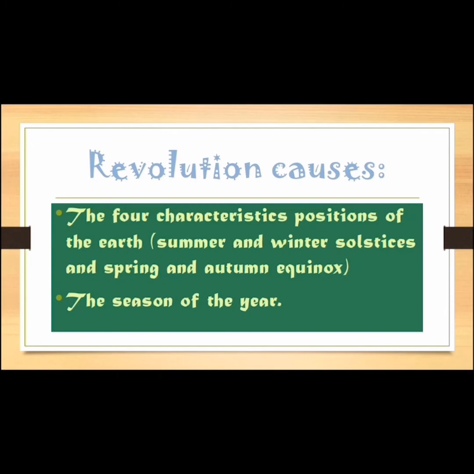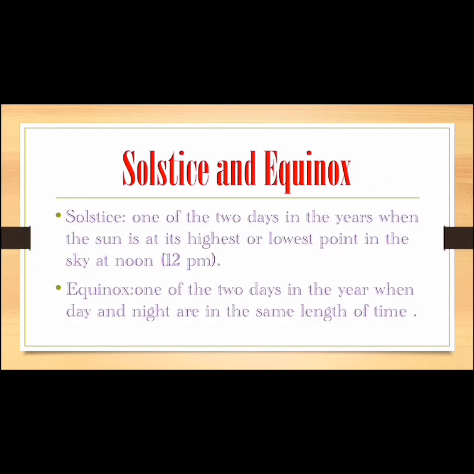Revolution causes summer solstices and winter solstices and spring and autumn equinox, and as you all know, the changes of the seasons in the year. Now let me explain to you solstices and equinox. So let's start.